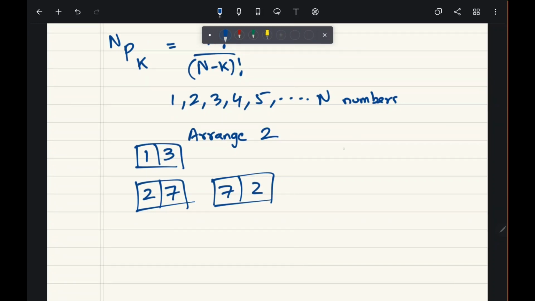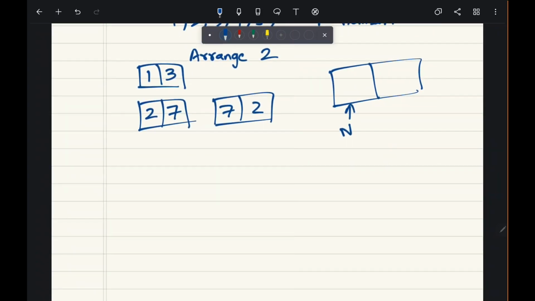So let's say I have n numbers, and maybe I have just two spaces to arrange them. I can put any of those n numbers here, right? But let's say if I choose one number at first, it could be any number. Let's say I choose 1, right?